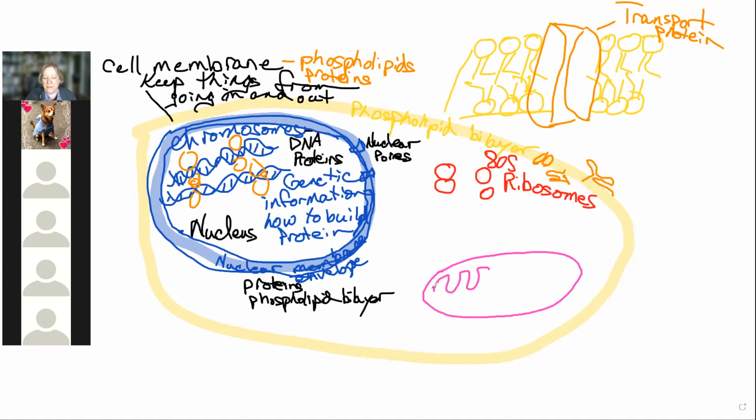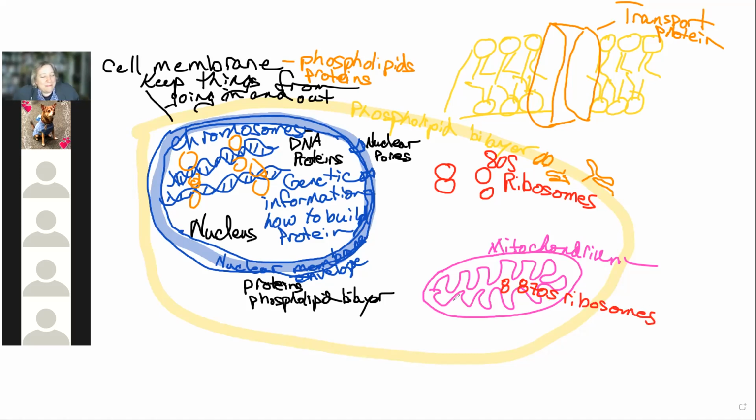Okay, so let's go ahead and draw a mitochondrion. I'm only going to draw one. Okay, and let's go ahead and put its 70S ribosomes in here. We'll just put two for the sake of space. Okay, and why do mitochondria have 70S ribosomes? They evolved from the prokaryotes. Very good. Yes, they evolved from the prokaryotes.